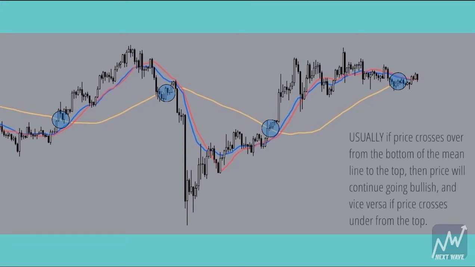Usually, if price crosses over from the bottom of the mean line to the top, then price will continue going bullish. And vice versa if price crosses under from the top.